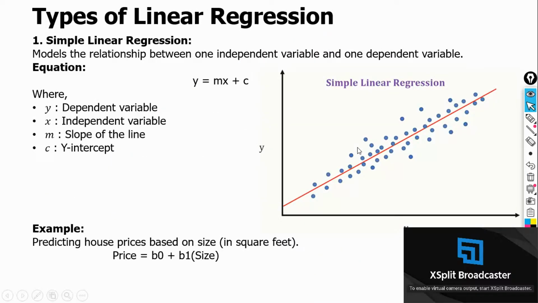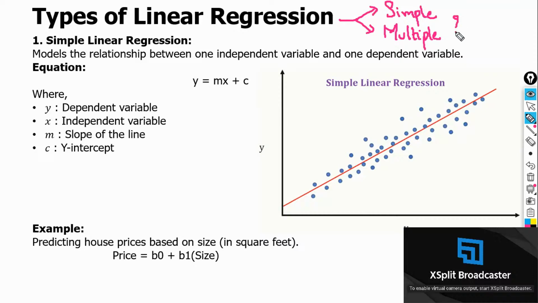Then the types. What do you mean by simple linear regression? I want everyone to answer. Linear regression is of two types. Tell me the two types first of all. The first one is simple. Good. The second one is multiple. Simple linear regression, multiple linear regression.